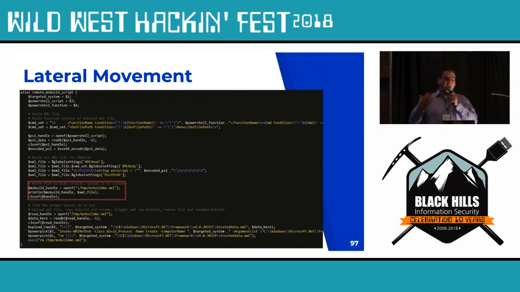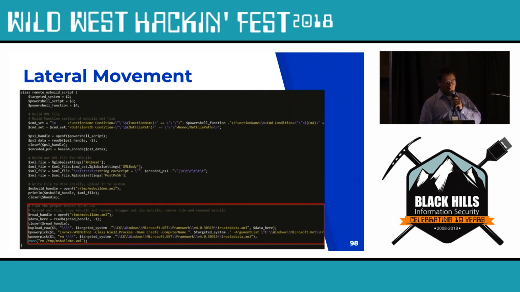Now, once we've built out that XML file, we're saving this to disk locally on your attacker system. That's what these next commands do: opening a handle to a file, printing out the contents to disk, and then closing that file handle. Finally, this next step is we're going to reopen that file, and we're going to use the function bupload raw. This is going to upload that XML file to whatever system that you're targeting.